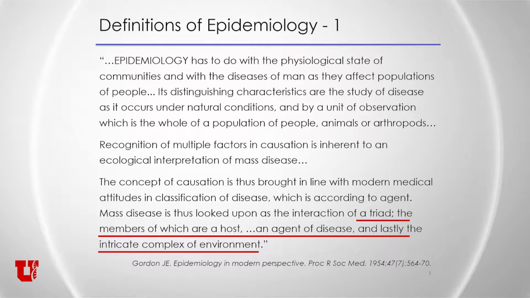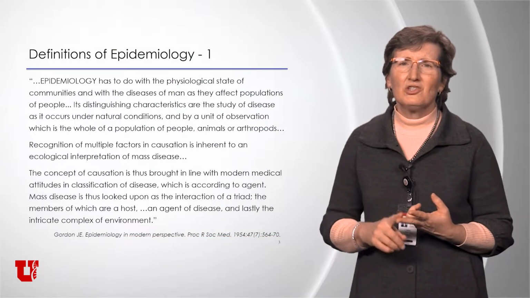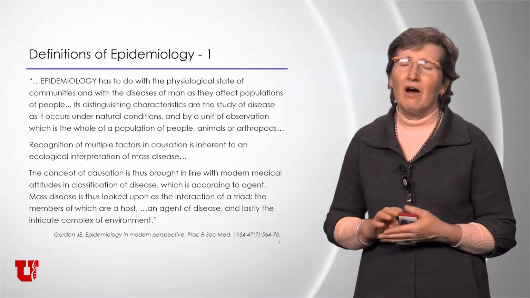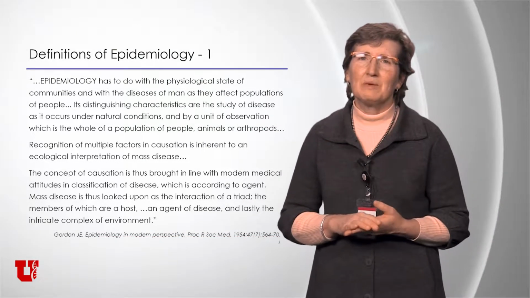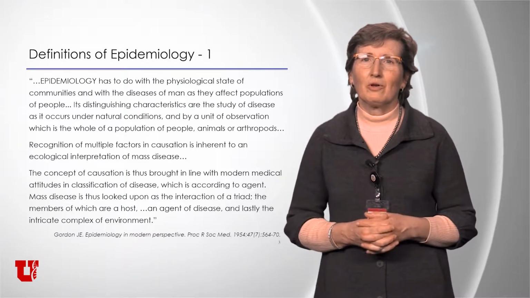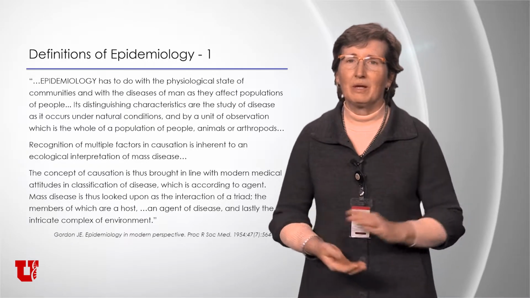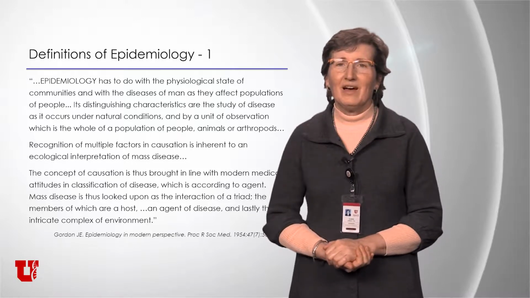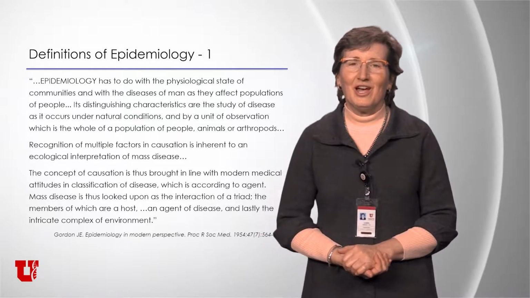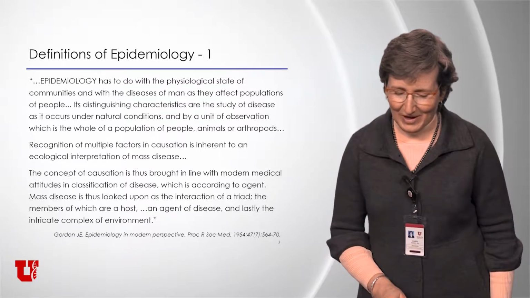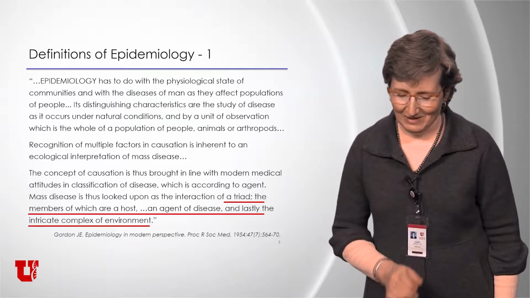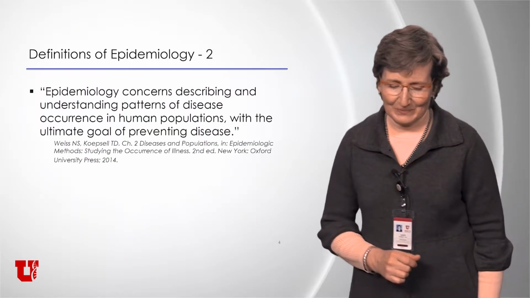He goes on to say, mass disease is thus looked upon as the interaction of a triad, the members of which are a host, an agent of disease, and lastly, the intricate complex of environment. So host, agent, and environment are often quoted in public health textbooks as being three key aspects, and this is one of the earliest uses of that phrase, so I thought I was obligated to show this to you in our definitions of epidemiology. I would never ask you about that triad on a test, but you may see it in other textbooks.